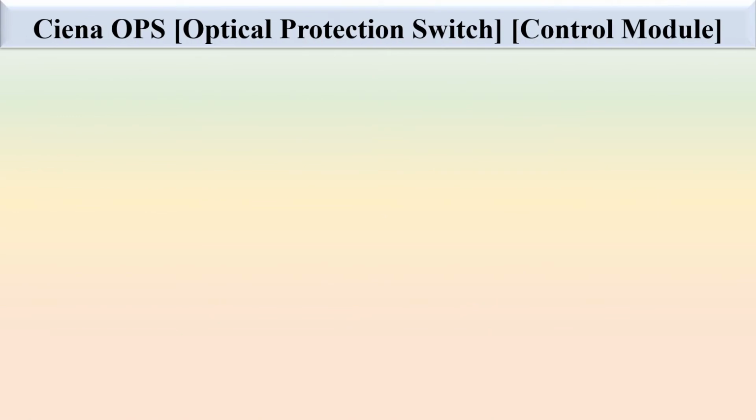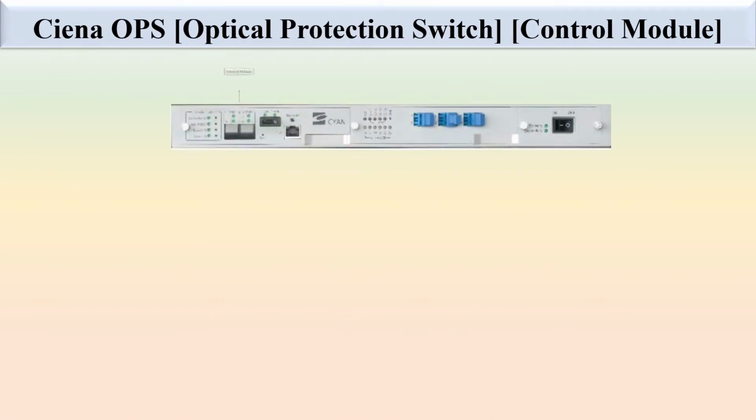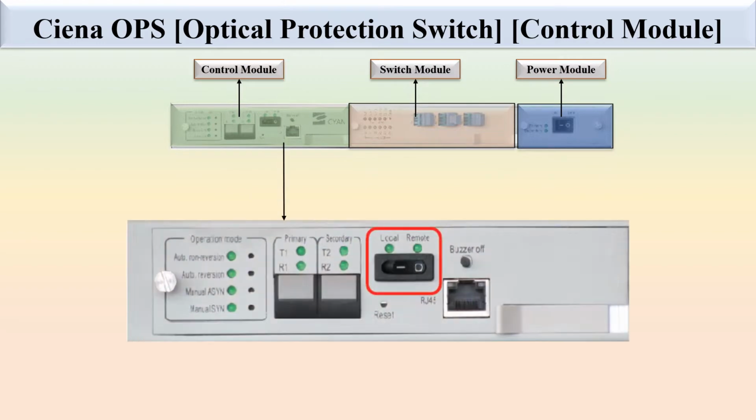Ciena OPS optical protection switch control module. You can see here this is the control module. The combination of T1R1 is known as the primary path, and the combination of T2R2 is known as the secondary path. This is the local remote switch.